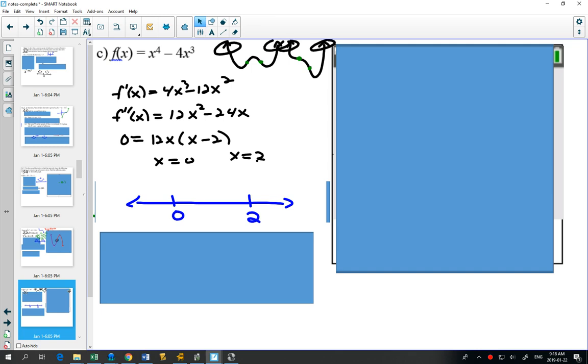What happens when you plug a number less than 0 into your second derivative? It's positive. Why? Because this section would be negative, and something less than 0, this would be negative as well. And a negative times a negative is positive. This section is concave up. Something between 0 and 2. Plug in 1. 12 times 1, positive number. 1 minus 2, negative number. Positive times negative, negative. Concave down.